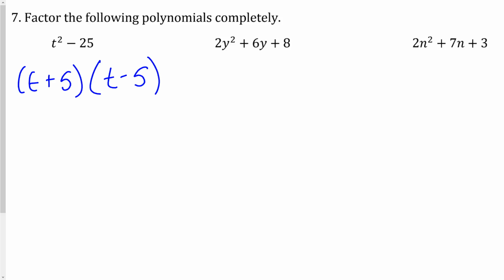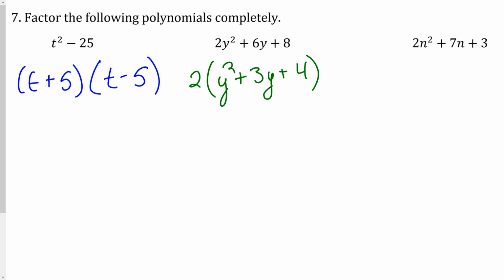2y squared plus 6y plus 8. The first thing we do whenever we factor is we look, is there a GCF? I know there's a GCF between 2, 6, and 8. That's a 2. Not all of the terms have a y, so I can only factor out a 2. And I'm left with y squared plus 3y plus 4.